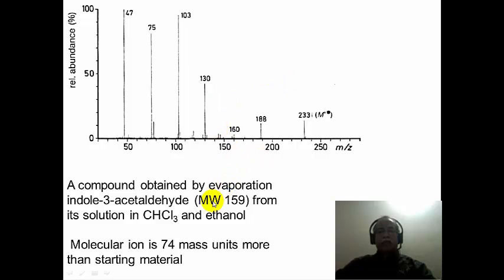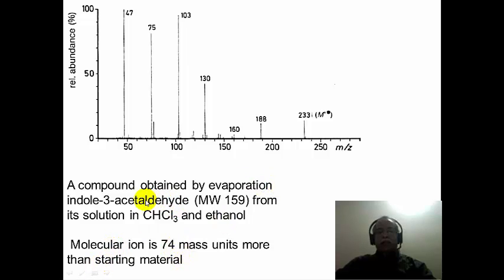Now if you observe carefully, the molecular weight of indole 3-acetaldehyde is 159, and that peak is absent in the spectrum, so it cannot be because of the indole 3-acetaldehyde. The molecular weight is 333 for this compound, as it is mentioned here as the M plus ion, and this is about 74 mass units more than the starting material.